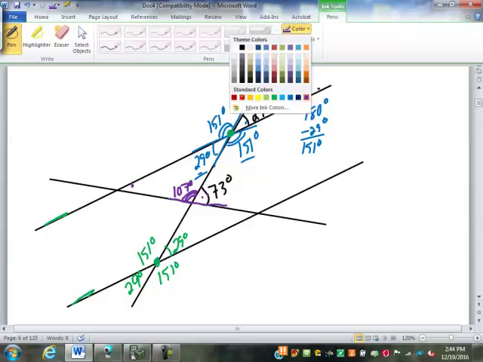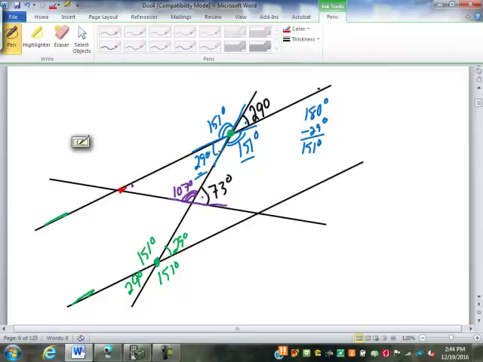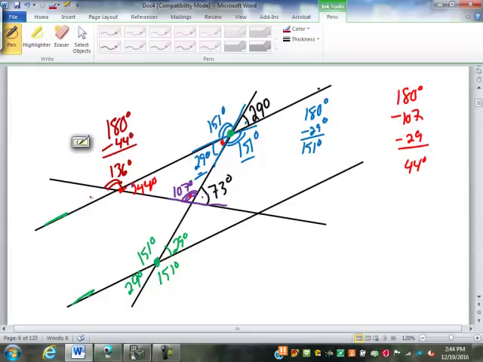The three angles of a triangle have to add up to how much? 180. So 180 minus 107 minus another 29 is 44 degrees, correct? Make sense? So now if that's 44, what's this one have to be? That's a straight line, so 180 minus 44 makes 136. What's this one over here?